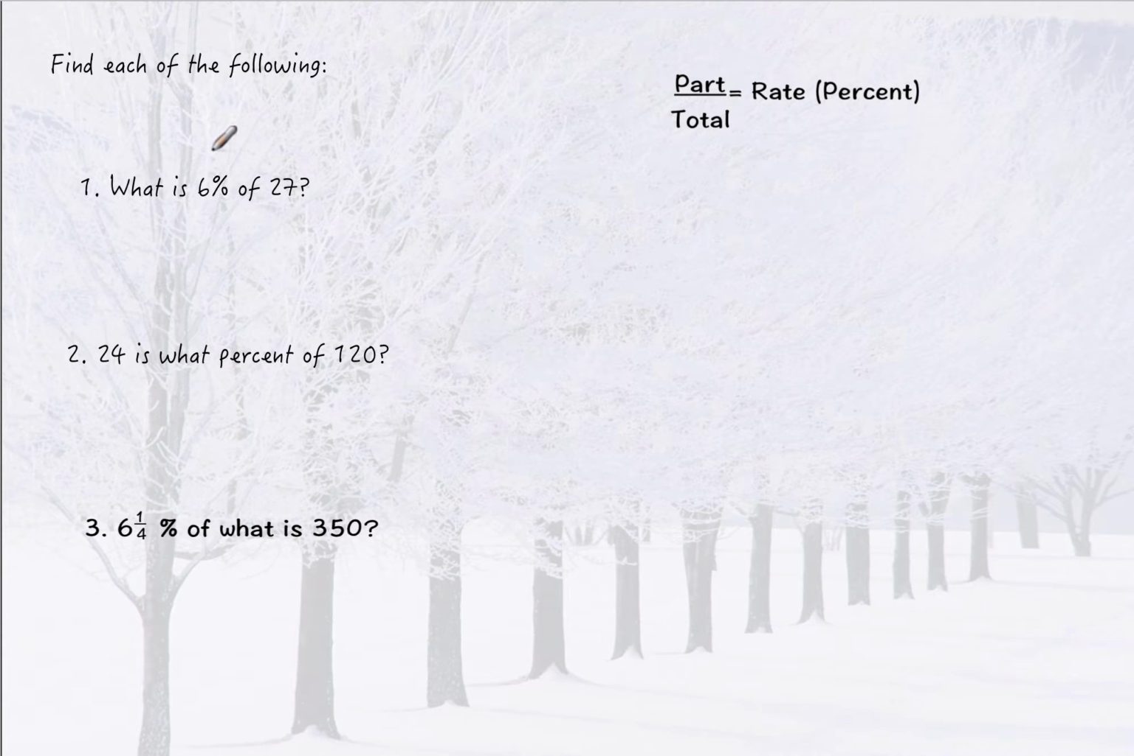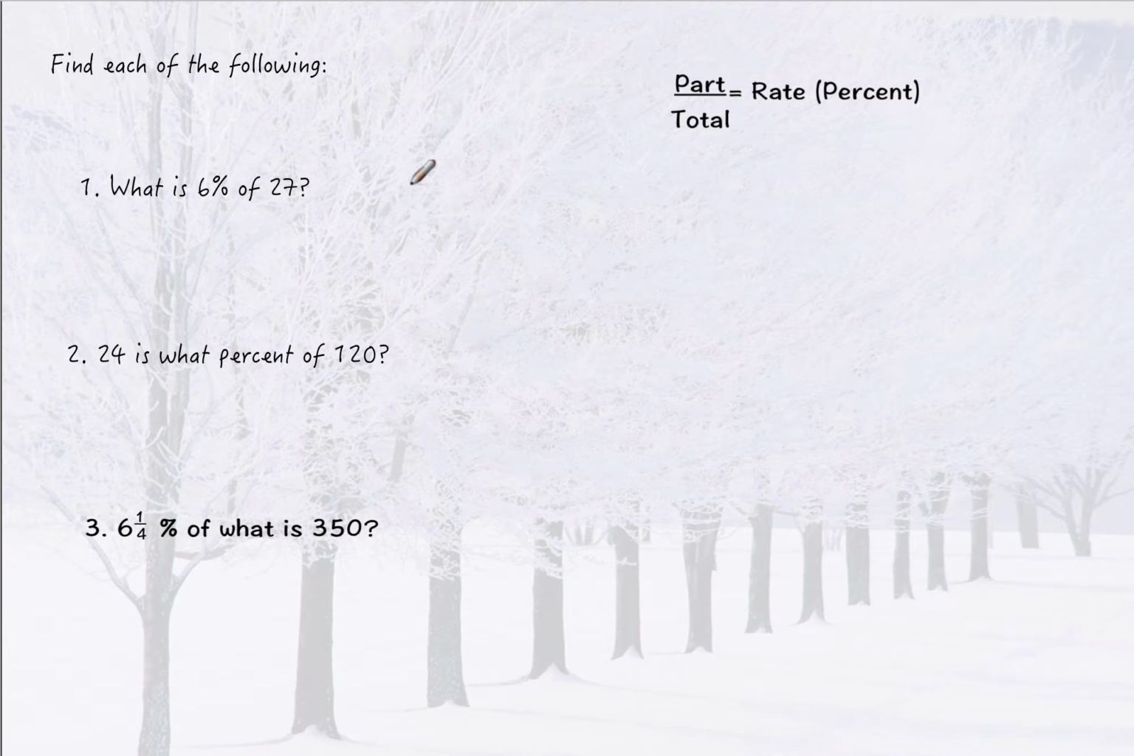So for example, what is 6% of 27? Well, now you're going, well, Mrs. Trulin, look, there's the is and there's the of. And in this one, there's an is and an of. Yeah, but later on, we're going to have problems where there are no is or of in there. So hopefully you do this.